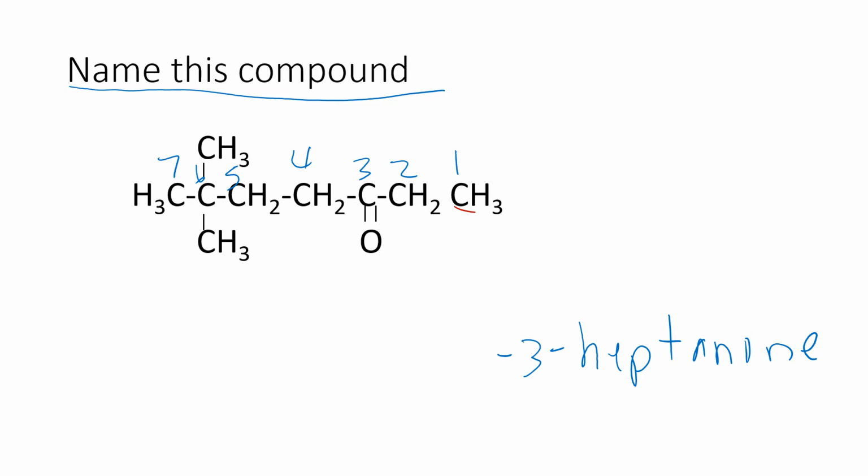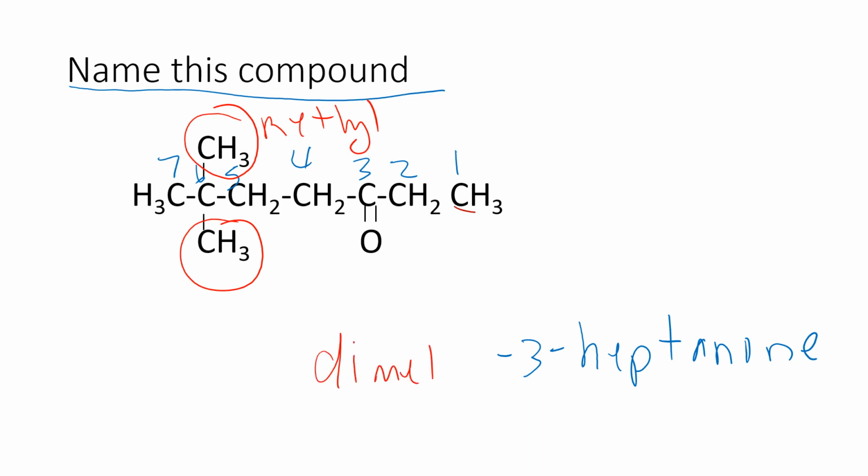Now in this example, we have 2 groups attached that are the same. It's called a methyl group for CH3. So if we have 2 of the same groups, we write dimethyl. And then they're both attached at carbon number 6. So we can write in front 6, 6, dash, because you have to show the location of both of those methyl groups. So the name of the compound is 6,6-dimethyl-3-heptanone.